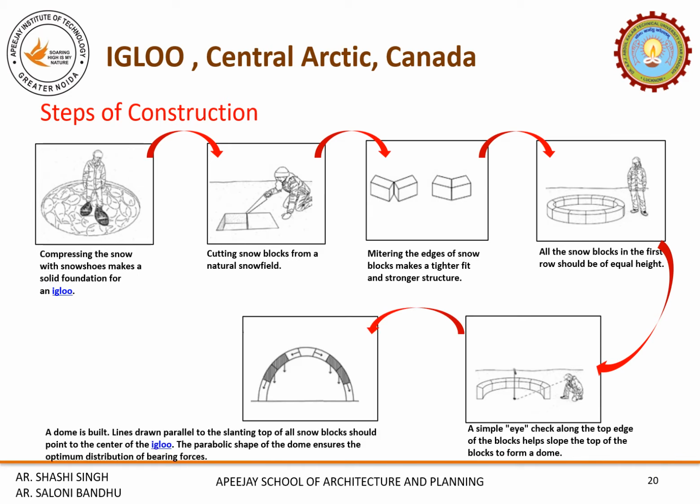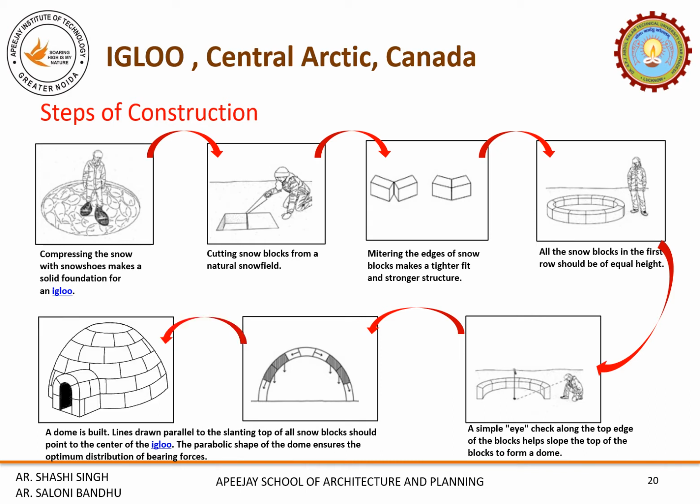This image shows the built dome. The lines drawn parallel to the slanting top of all snow blocks should point to the center of the igloo. The parabolic shape of the dome ensures the optimum distribution of bearing forces. The final result looks like this.